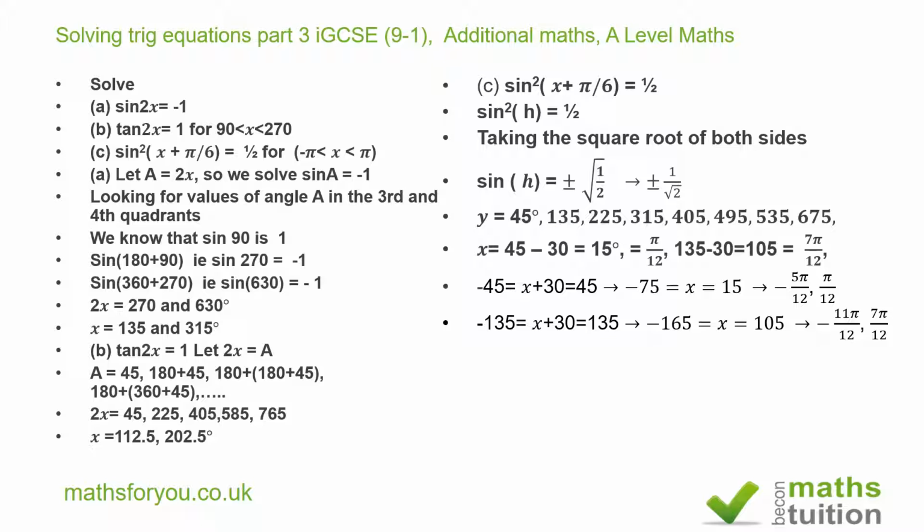So the answers required would then be minus 11 pi over 12 and 7 pi over 12, and also minus 5 pi over 12 and pi over 12, and those are your answers.